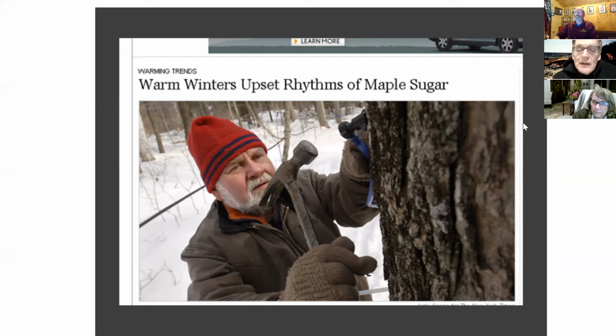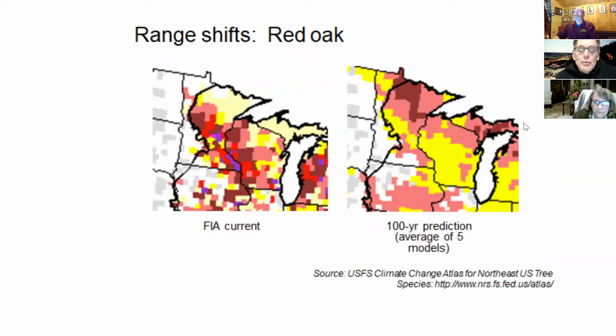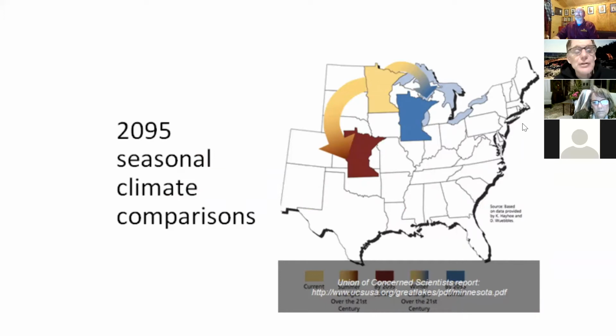We're starting to predict some of the impact that, let's say, the red oak might be shifting from its current range in Minnesota, which is more central and southeastern. And we're starting to see that in the next 100 years, it's moving to the northeast. Next. And in 75 years, Minneapolis may be more like Chicago in its winters, and our summers might be more like Nebraska and Kansas and things like that.